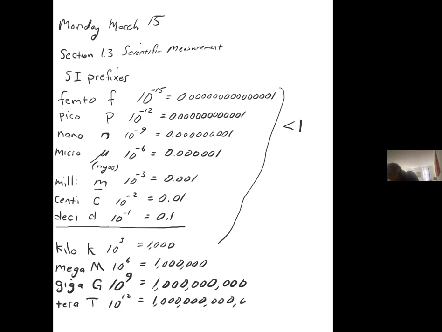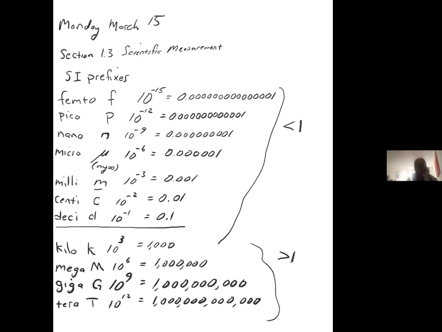So there's a billion, and then there's a trillion, okay? These are different ways of representing a number. 1,000 can be represented by saying kilo, or 10 to the 3, or K. K would mean kilo as well. Okay, these are the ones that are greater than 1, and there are other prefixes out there.